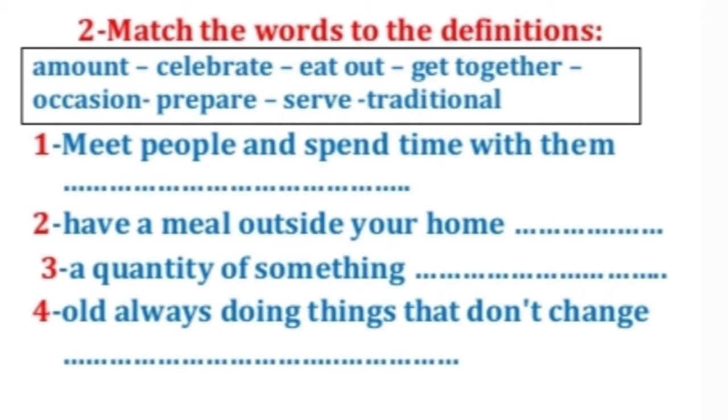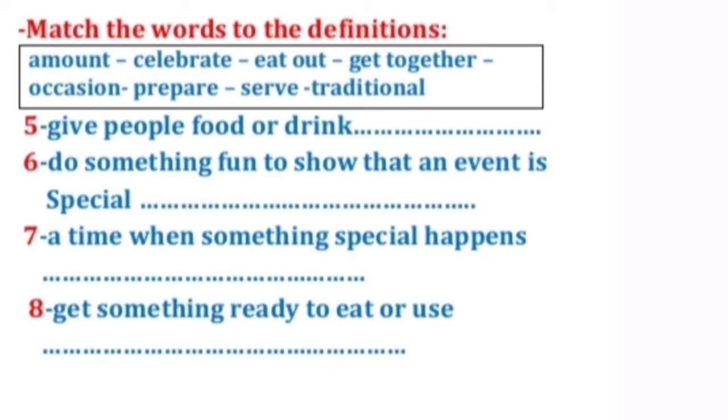serve, traditional. Number 1, meet people and spend time with them. Number 2, have a meal outside your home. Number 3, a quantity of something. Number 4, all things that don't change. Number 5, give people food or drink. Number 6, do something fun to show that an event is special. Number 7, a time when something special happens. Number 8, get something ready to eat or use.